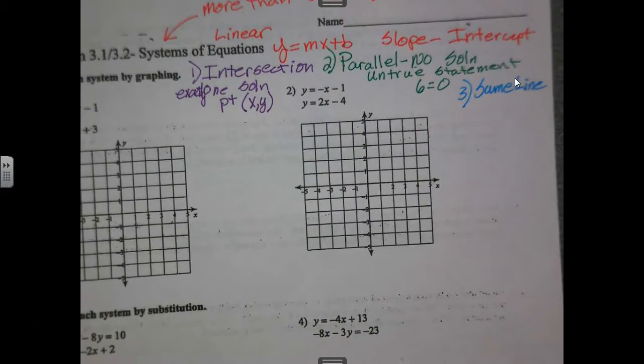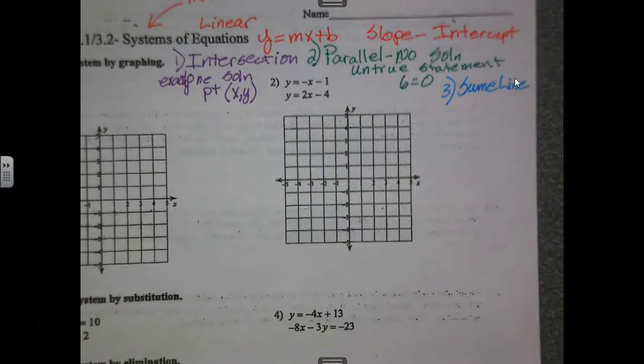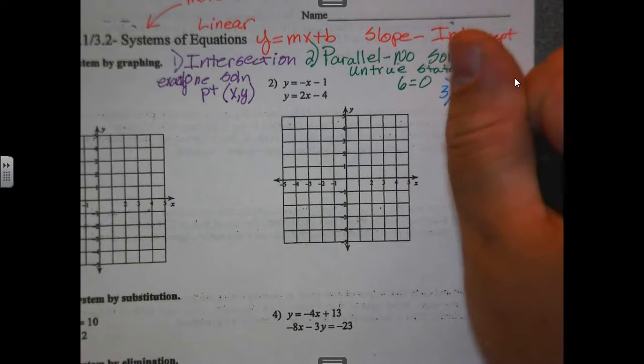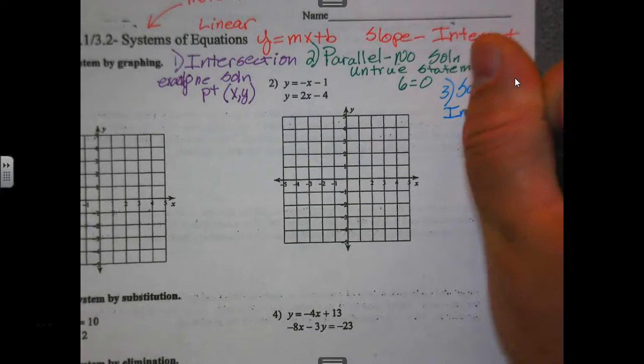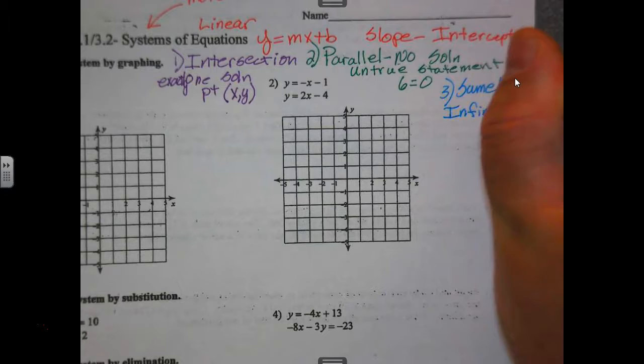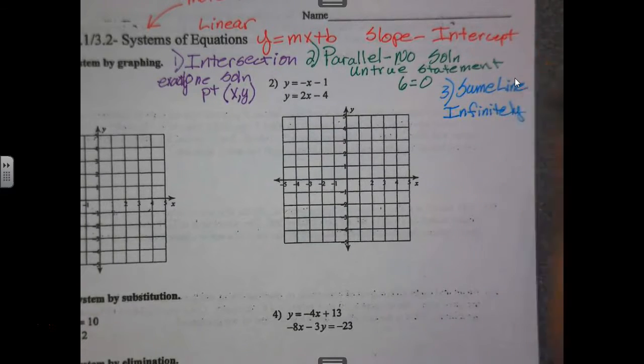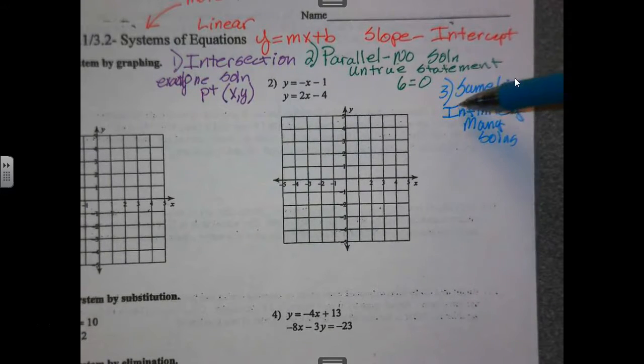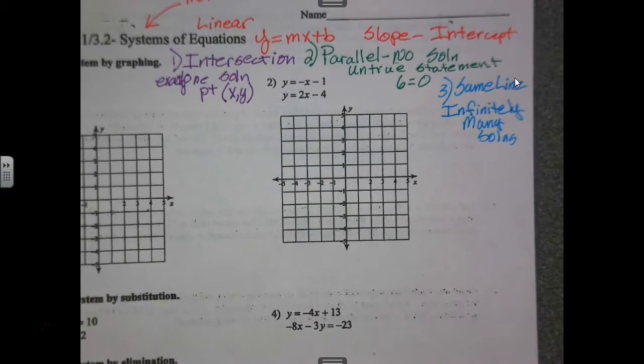So how am I going to state that? How many solutions? All of them. How can I state that mathematically? Infinitely many solutions, right? Now you can abbreviate this as INF, many solutions.